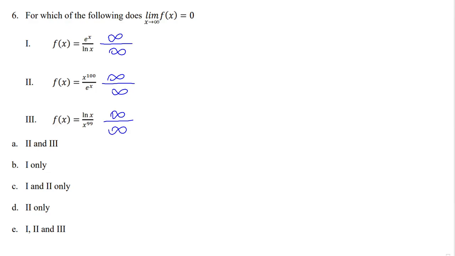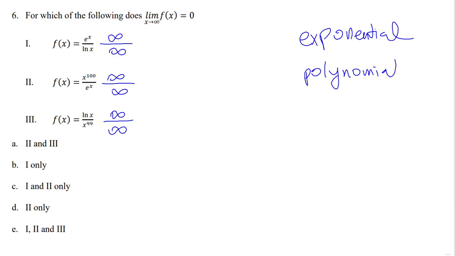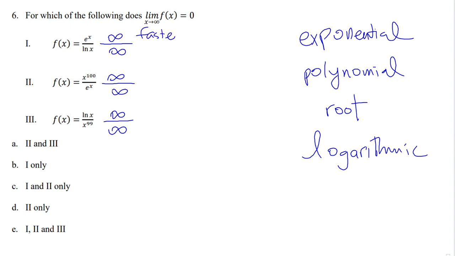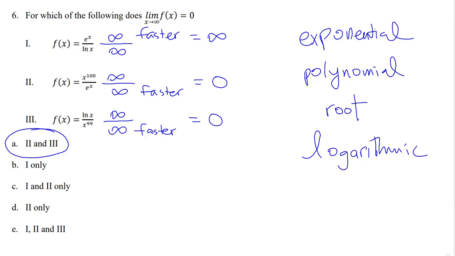And remember that our ordering for this is the fastest that we deal with is exponential, then polynomial, then root functions, which we don't seem to have any of, and then logarithmic functions. So in the first one, the infinity in the numerator is faster, which means this equals infinity. In the second one, the infinity in the denominator is faster, which means it equals 0. And the same with this one, the polynomial x to the 99th is faster than the log, so that one is also equal to 0. So it looks like 2 and 3 are equal to 0, which is answer choice A.